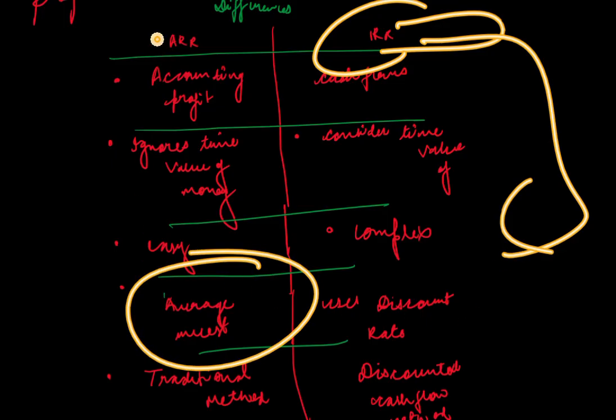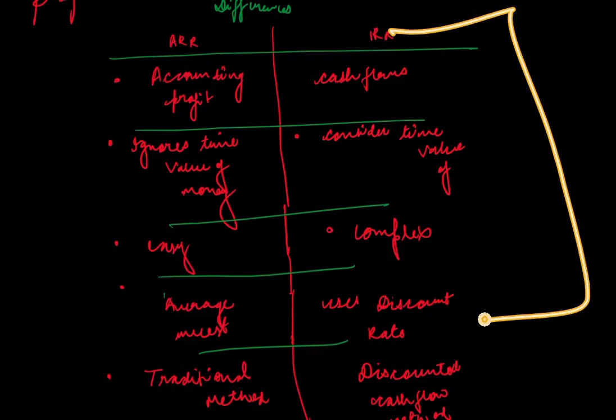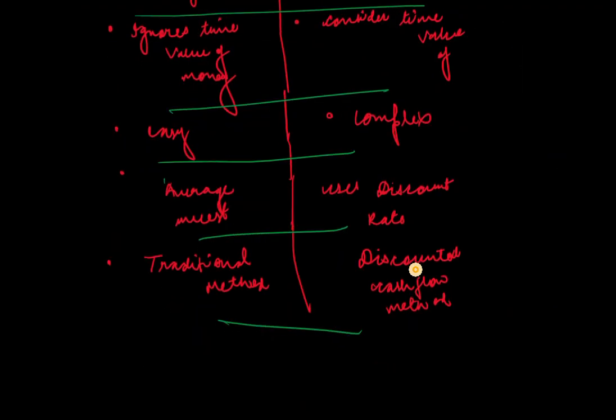Okay. And if we talk about what it uses, so it uses the average investment, and IRR method uses discount rates. And ARR method is basically a traditional method, so it is a less reliable method basically. Okay, because it is using the accounting profit. And if I talk about the IRR method, it is basically a discounted cash flow method, so it is more reliable.